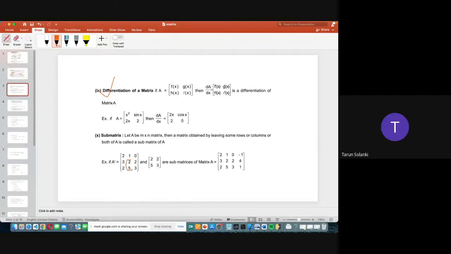This is a 2 into 2 matrix, right? And this one is 3 into 3. So let me write it here, 2 into 2, and this is 3 into 3, and here they made 3 into 4.